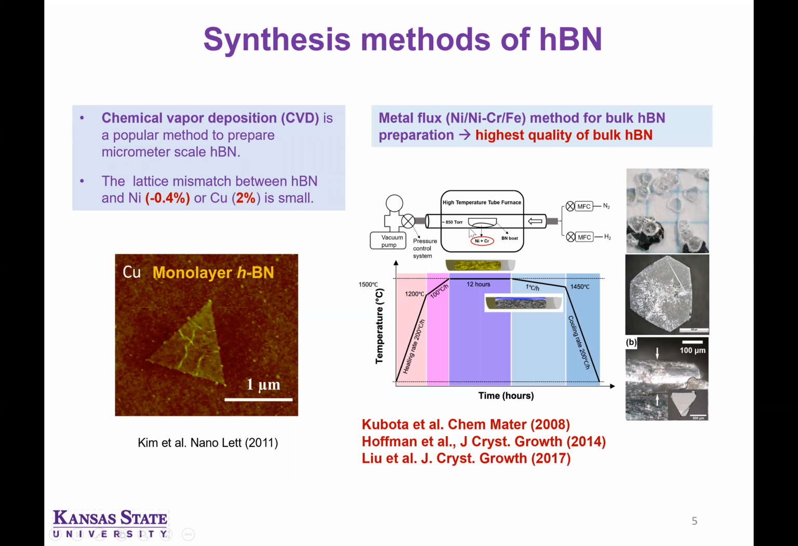In the past few years, we have studied another method called metal flux, using a nickel chromium mixture and iron as solvent to dissolve elemental boron and nitrogen. When we cool the flux, the bulk hBN crystal will precipitate. Our group and other groups who have used the metal flux have found that the highest quality bulk hBN can be obtained. If you're interested, please follow the following references.